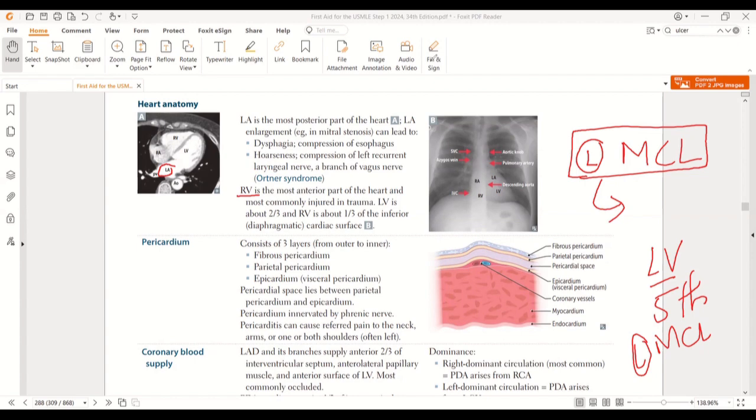Instead, if it's lateral to the mid-clavicular line, then it's most probably the lung. So the structure of the heart is basically medial to the left mid-clavicular line. If it is lateral to the left mid-clavicular line, it's not the heart. Rule out every structure of the heart. So it is the lung.